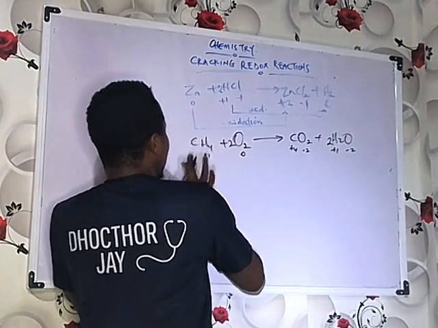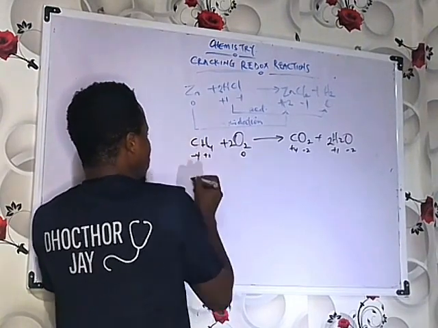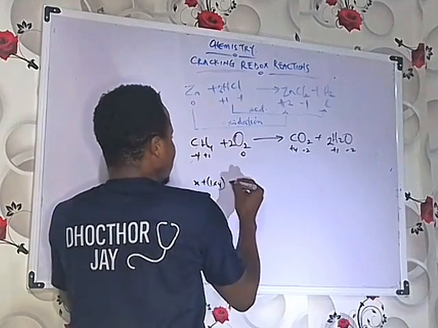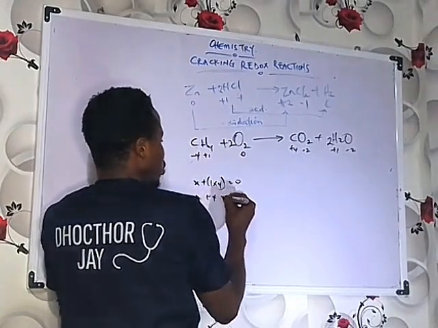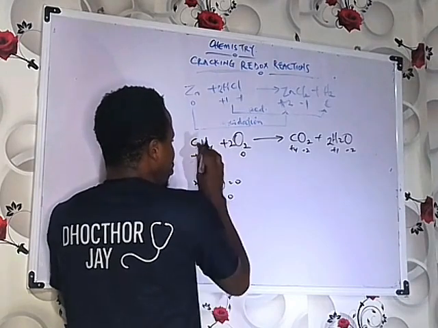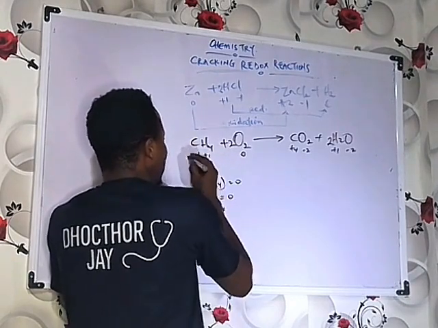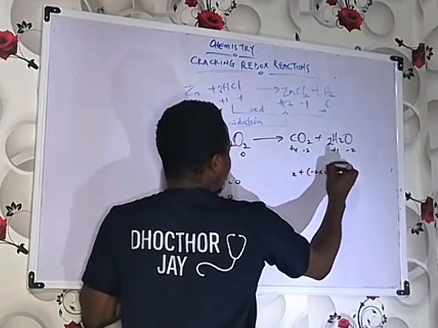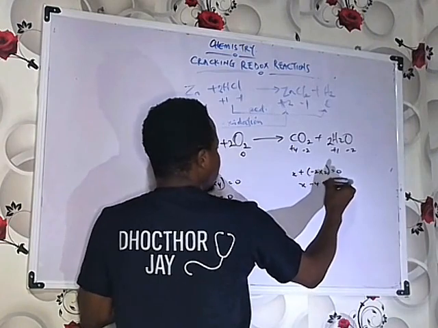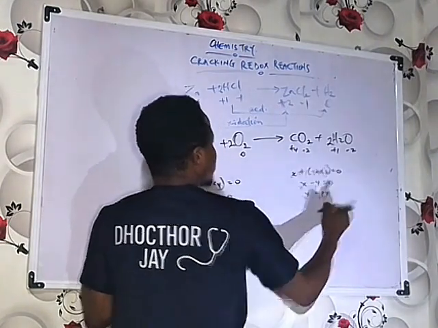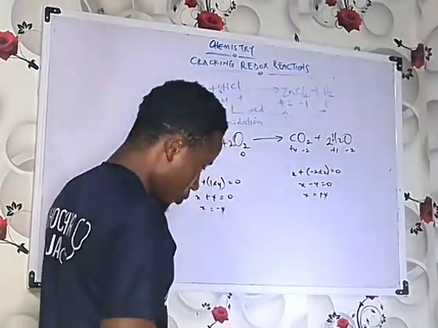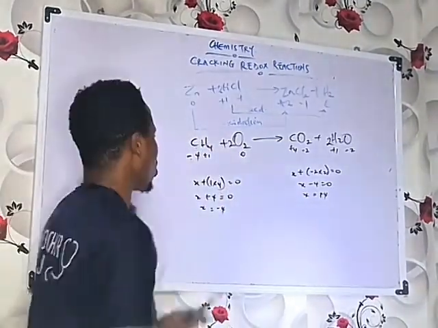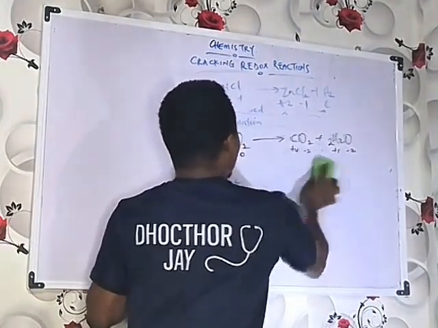Okay, I think here, carbon is going to be -4, not +4. Let's check it together. Let's say carbon is x. Hydrogen is 1 times 4. Everything equals 0. So x plus 4 equals 0, x equals -4. So carbon here is -4. If we check here, x plus -2 times 2 equals 0. So x minus 4 equals 0. X equals +4. So now we have the oxidation states of each of them calculated.